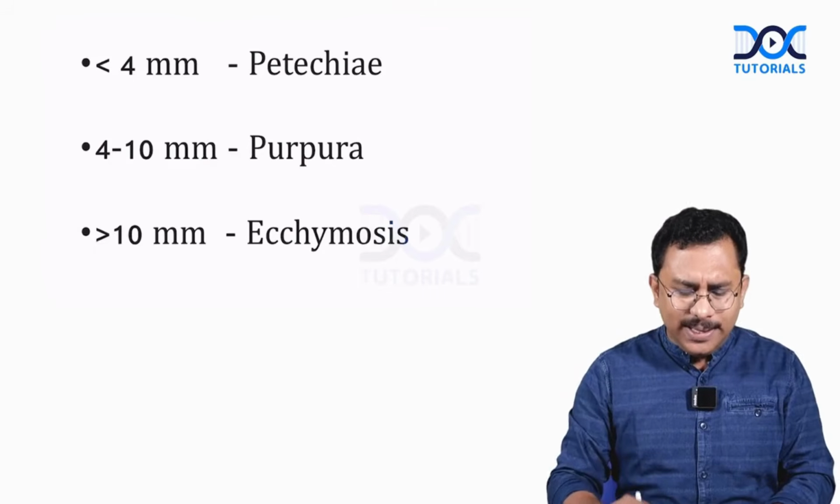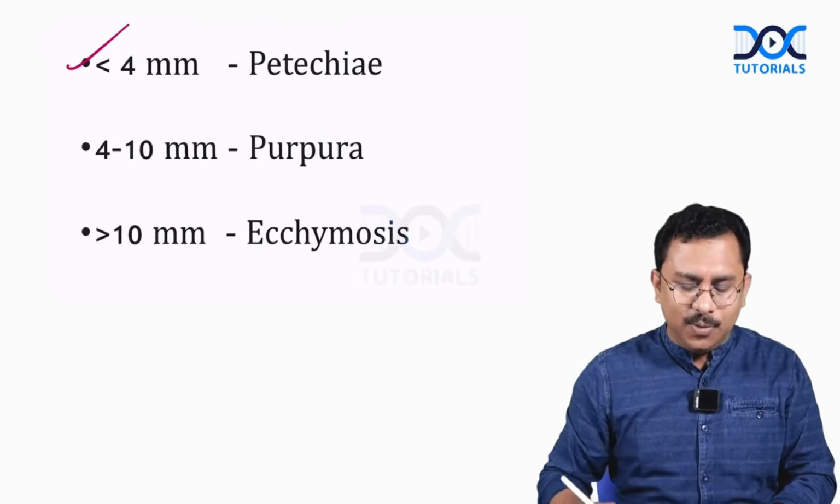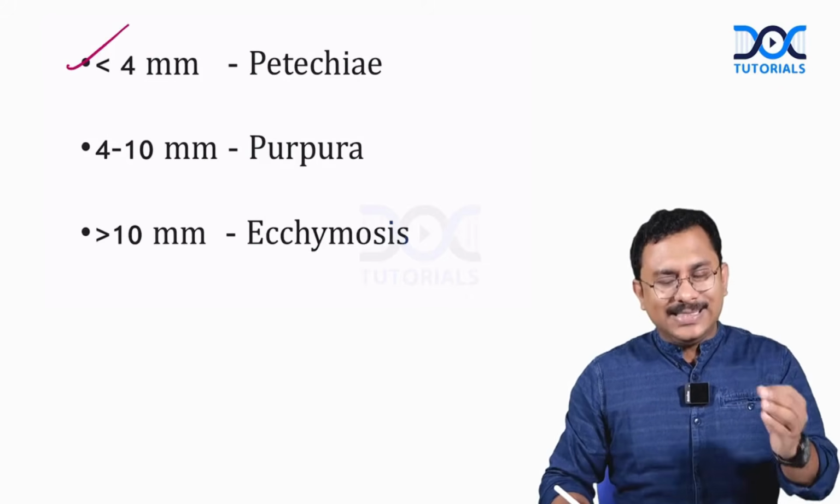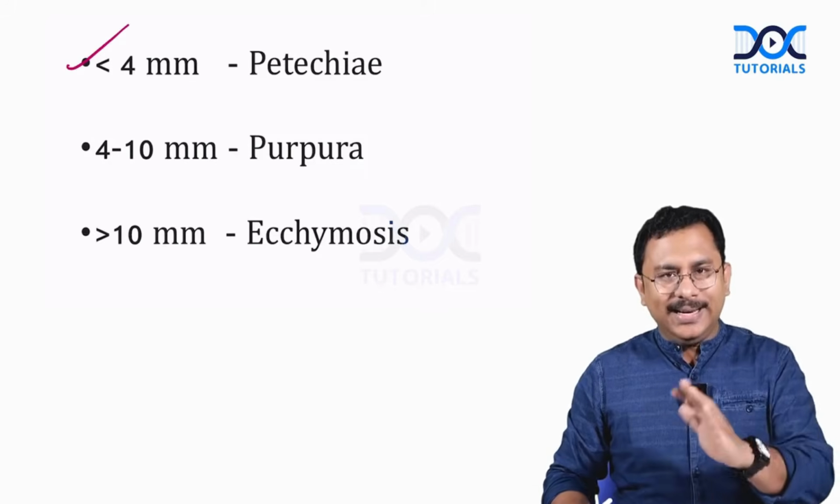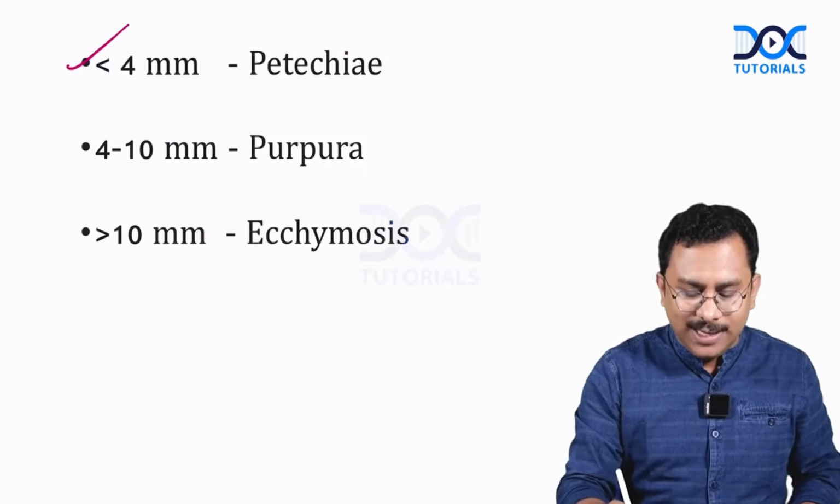Now, just for you to know, the distinctions between petechiae, purpura, and ecchymosis. If it is less than 4 millimeter, you call it petechiae. 4 to 10 is purpura. More than 10, that is more than 1 centimeter, is what you call ecchymosis.